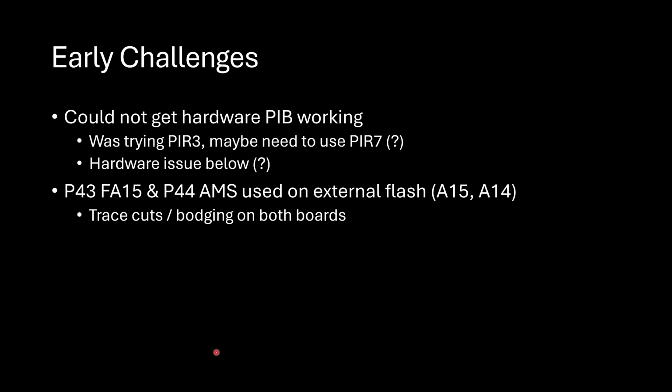So that's a problem. What I ended up doing on both boards is I cut the traces to disconnect P43 and 44 from the external flash. And then I had to make sure I retain pull-up resistors on A15 and A14. So I'm basically telling it, out of the 128K external flash, I'm only going to use the top 32K, which was already the case. And I'm not going to let there be some code that modifies FA15 or AMS to switch to different banks of that flash. And that's fine. I don't care about that. I just want my 32K program portion of that 128K.